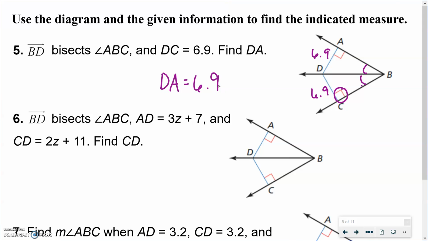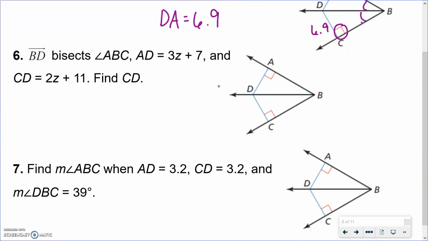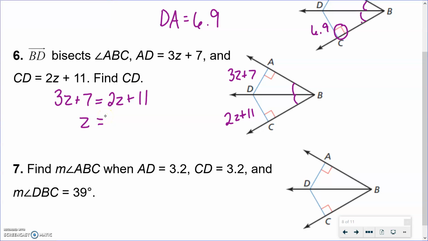Okay. The next one says ray BD bisects ABC, and AD is equal to 3Z plus 7, and CD is 2Z plus 11. And so here we go, those are equal, so we can set them equal to each other and find what Z is, and then use what we find for Z to find the length of CD. So we're going to do 3Z plus 7 equals 2Z plus 11. And if I subtract 2Z, I get Z, and I subtract 7, I get 4.